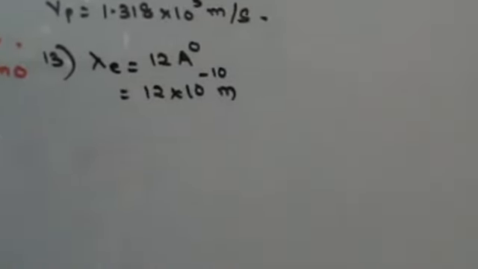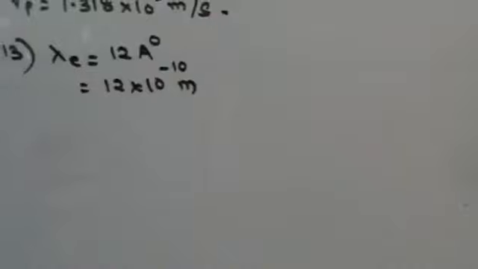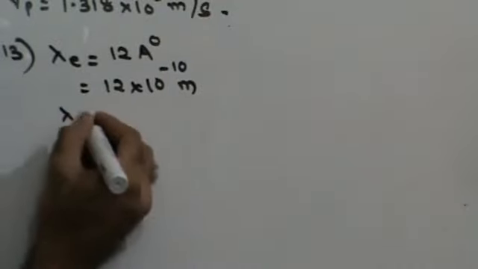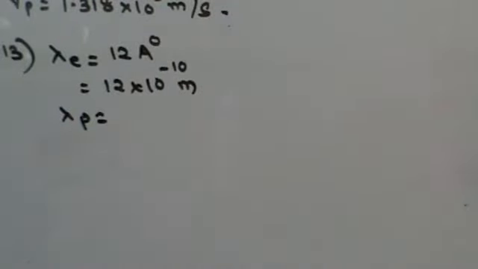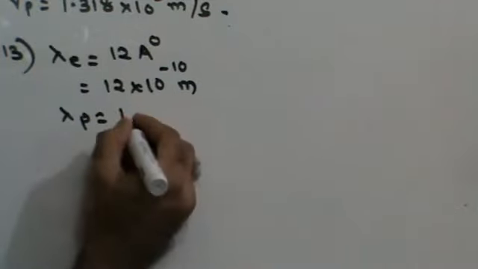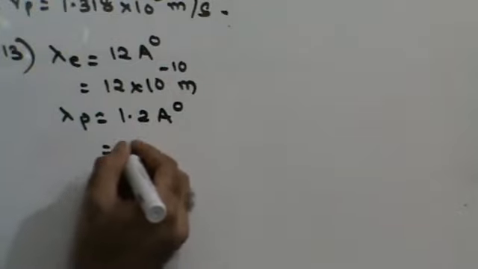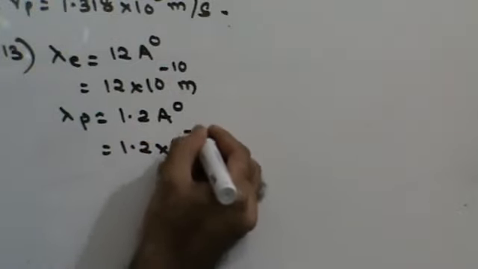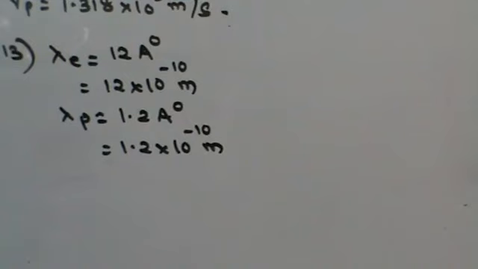Second part of the question, a proton whose de Broglie's wavelength is 1.2 Angstrom units.